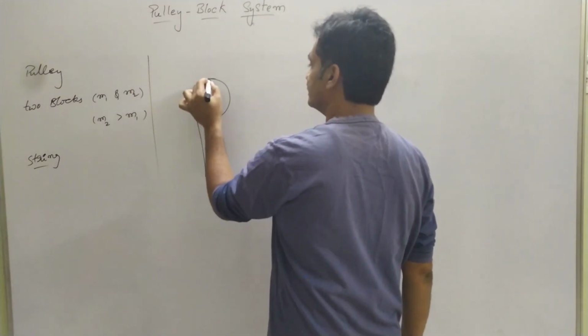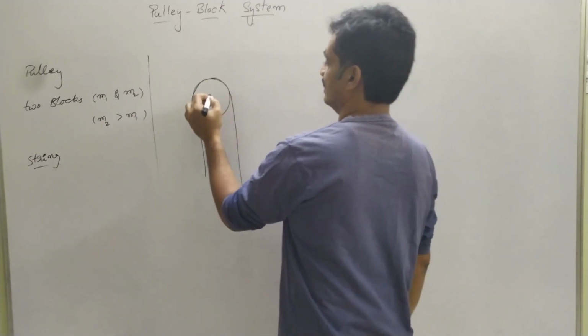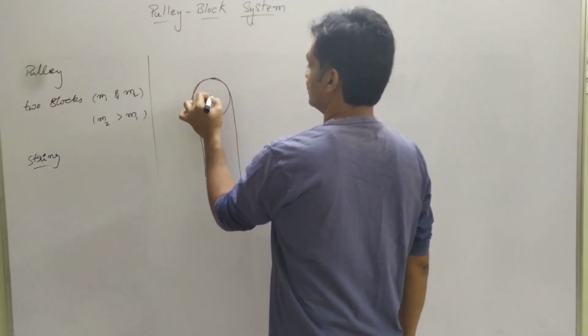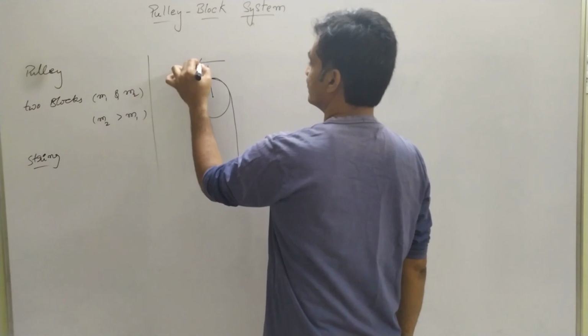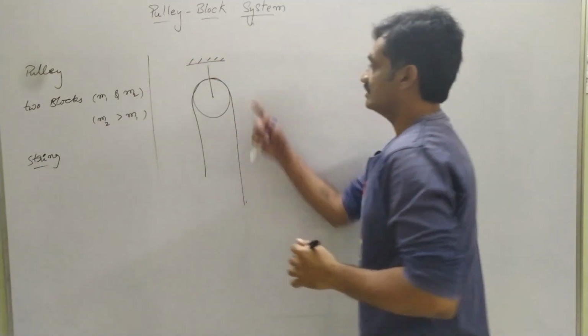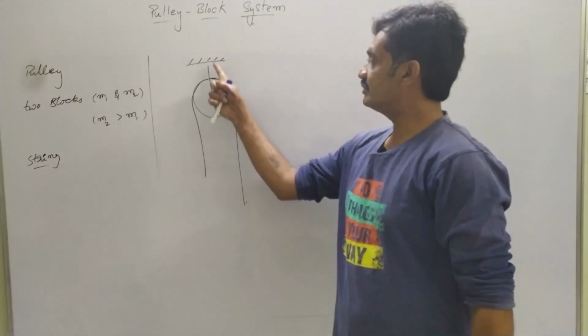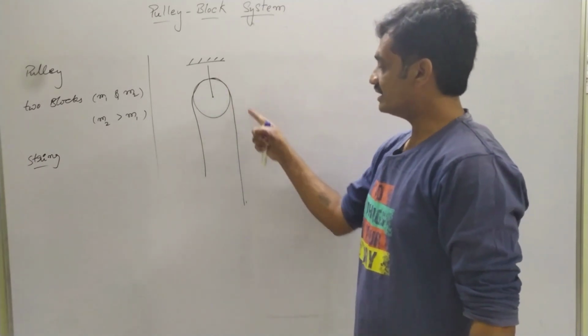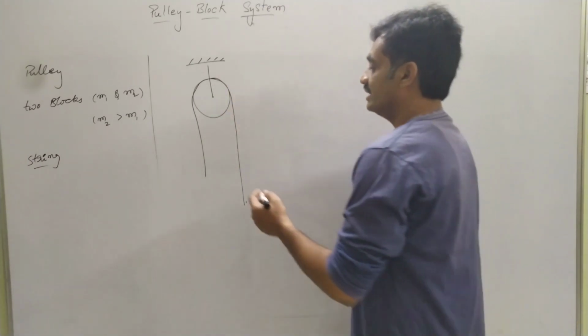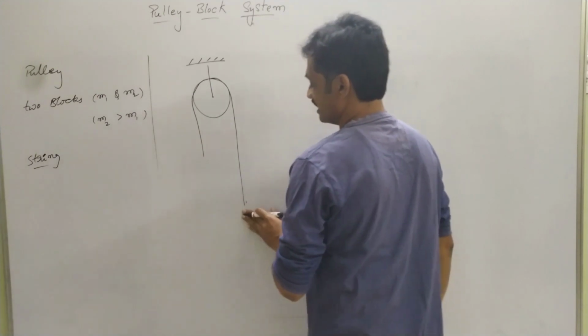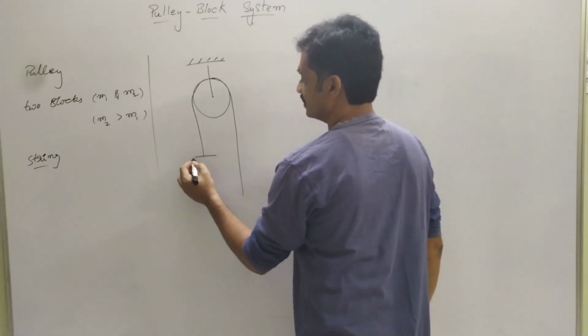Now I am going to hang this string and the pulley to a rigid support. Now observe this, I have fixed the pulley to a rigid support and I placed the string on this pulley. Now I am going to attach the masses m1 and m2.